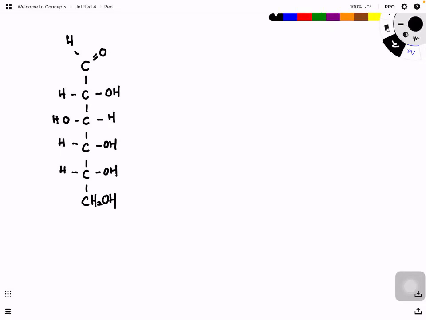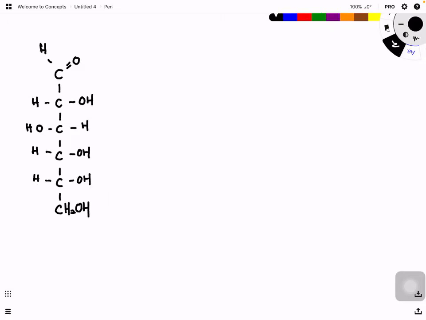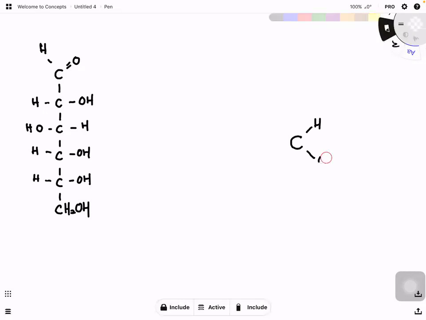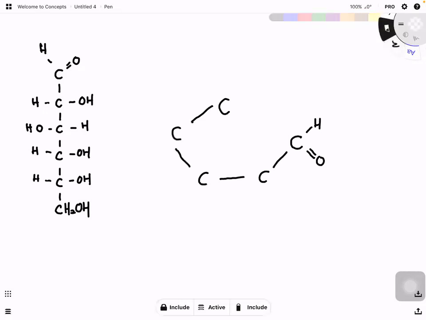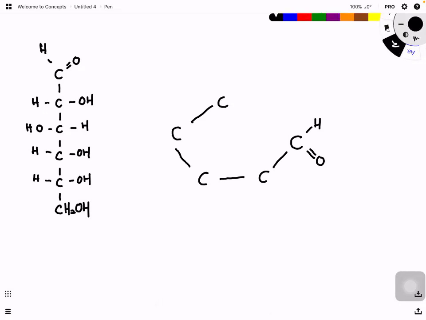So how do they form the ring structure? I'm going to arrange them in the ring form. So this is carbon number 1. Carbon number 1 will have a H and OH. It's O, double bond O. And then this is carbon number 2, carbon number 3, carbon number 4, carbon number 5. Can you see that? This is carbon number 5. Can you follow? So make a ring. Now it's time to join.